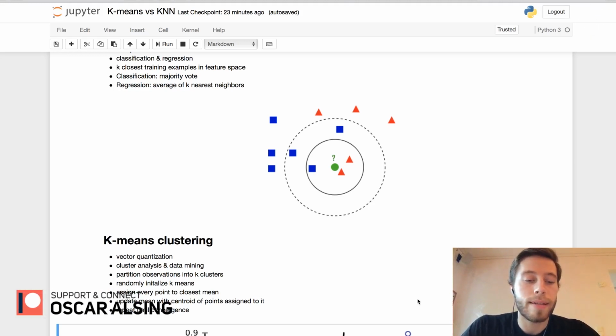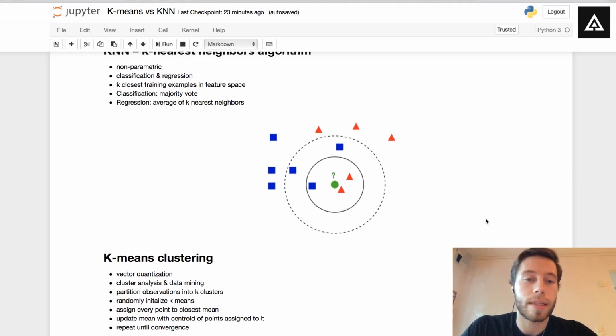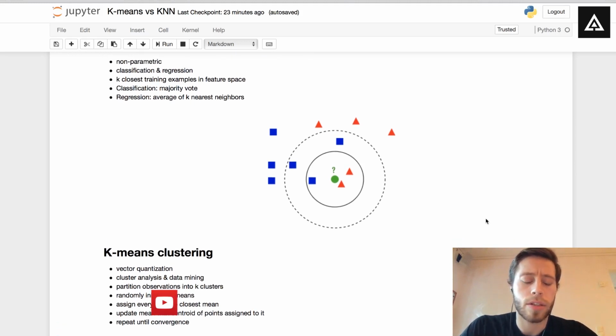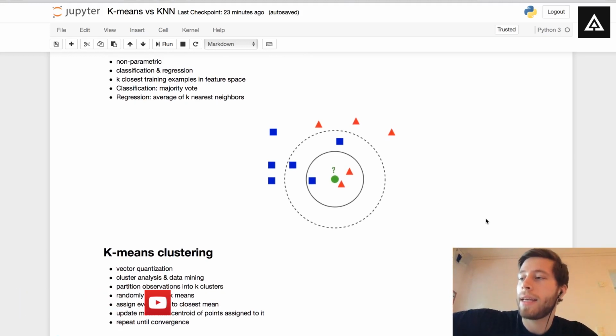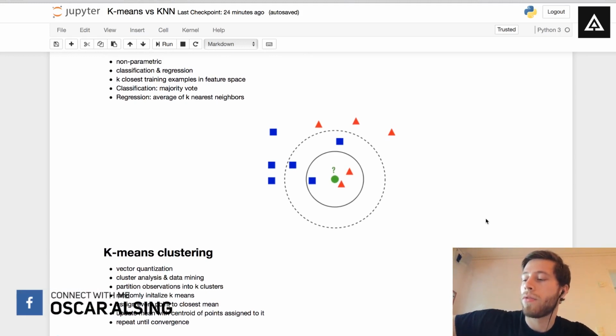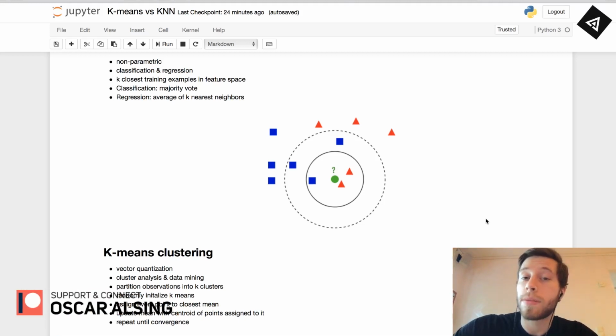So basically, what we do is that we want to partition our observations into K clusters. How do we do that? Well, first of all, we initialize K means. We randomize K values to be in our input space, or our vector space, and so we put these K means in different random values. Then we take all the data points we have and we assign them to the closest mean that we have.